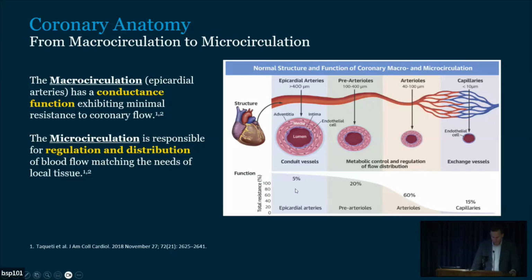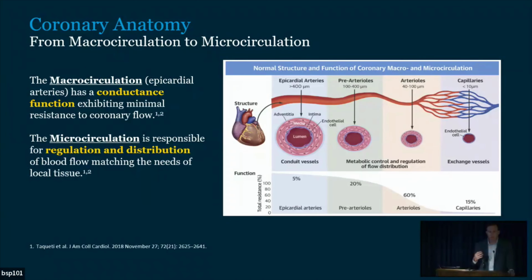But if you look at it, the epicardial vessels do not really change in tone and exhibit minimal resistance to coronary flow, only about 5%. It's really the prearterioles and the arterioles that make up about 80% of the resistance and tone regulation and distribution to the heart. Meaning, if you are running a marathon, it's going to be the prearterioles and the arterioles that are going to change to allow more blood flow to the heart, given the increased demand and exercise, to ensure that there's adequate oxygenation going to the muscles so you can run that marathon.